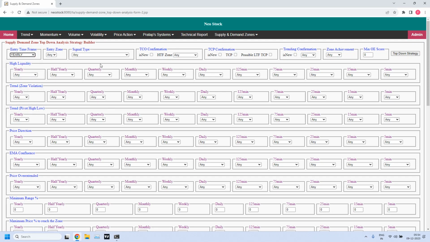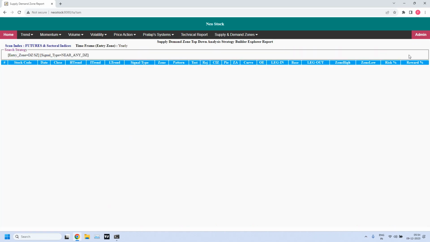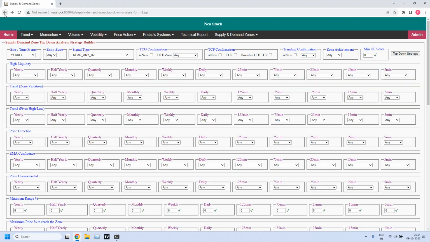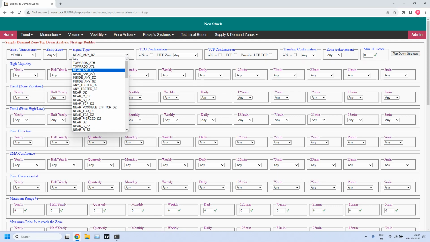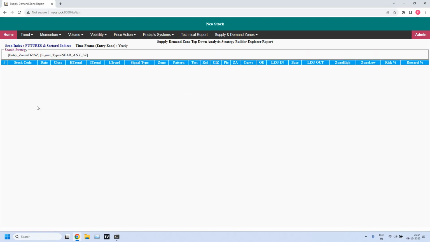So entry time frame is weekly. Let us find the stocks near weekly demand zone. No stocks are there. Sorry, this is yearly demand zone, not weekly, yearly. Sorry for my mistake, the entry time frame is yearly. Let us find the stocks near yearly supply zone. No more. That means we didn't find any stocks near yearly demand zone and supply zone.